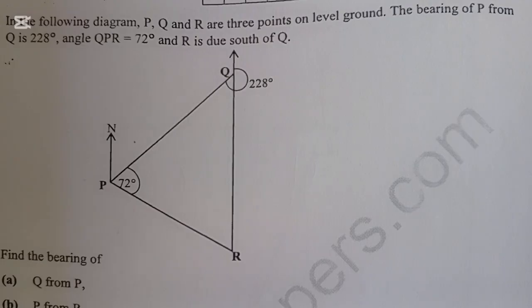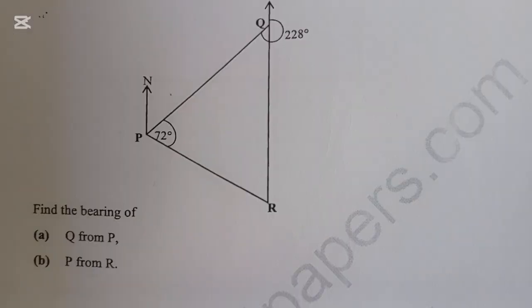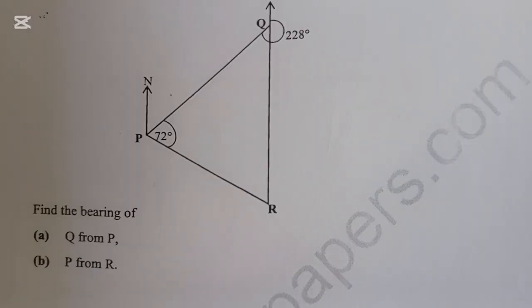In the following diagram, P, Q, and R are 3 points on level ground. The bearing of P from Q is 228 degrees and angle QPR is 72 degrees. R is due south of Q. So the first question is, find the bearing of Q from P.